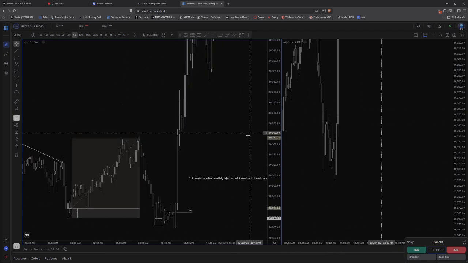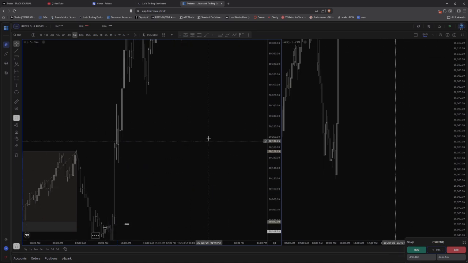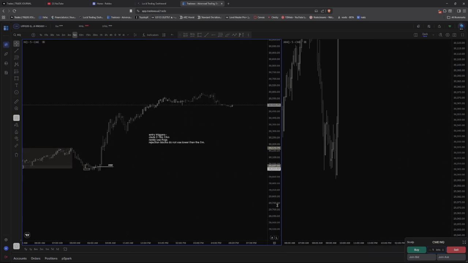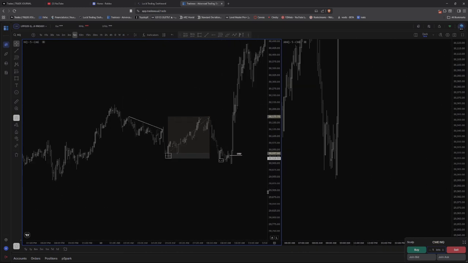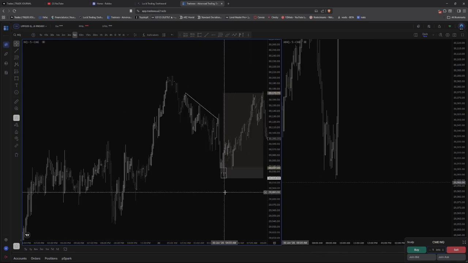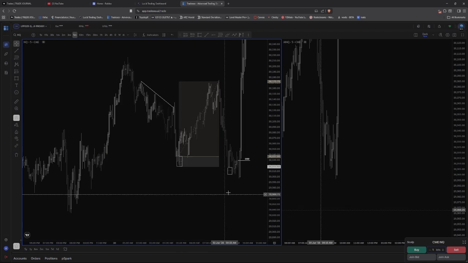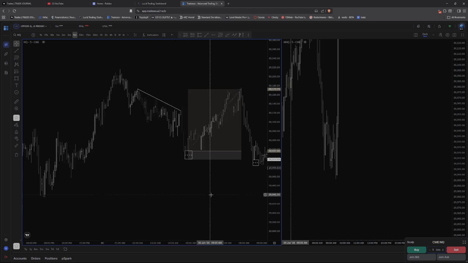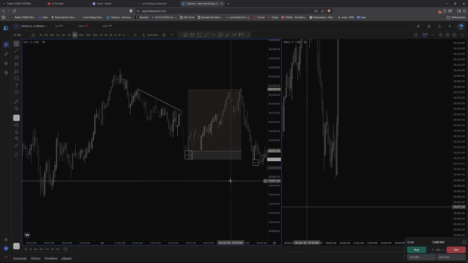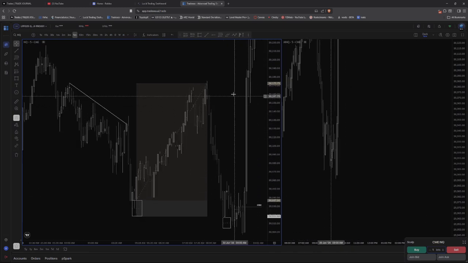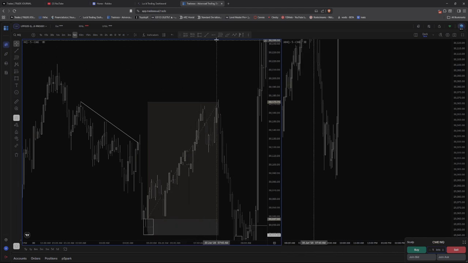Okay, so now I'm going to go over the IVGs. Okay, so IVGs are pretty nuanced, I'll say that. The only reason that I would take an IVG entry is because it's literally a perfect entry.